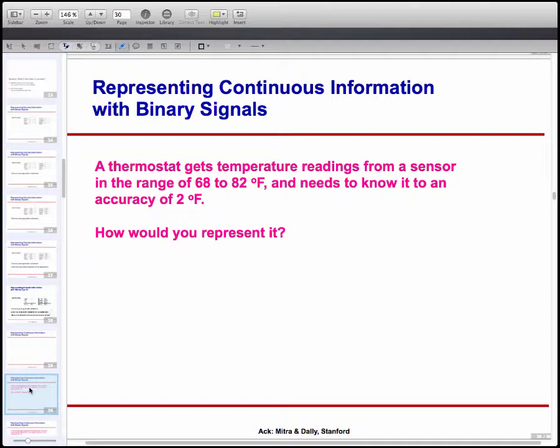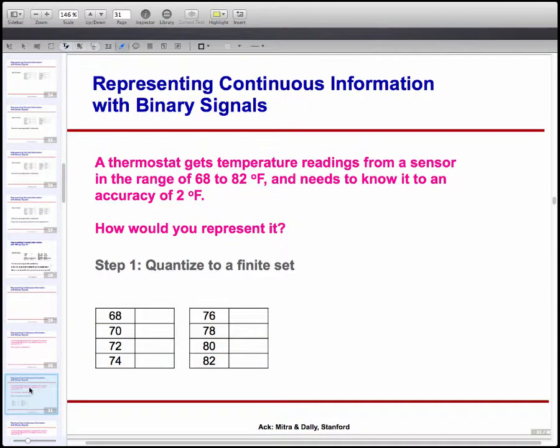And a very common approach is to pick a uniform resolution. We say, I'm interested in temperature to about 2 degree accuracy. So if I have 68 to 82, then the possible values are 68, 70, 72, all the way to 82. And the question then becomes, how do we represent it? So again, I have a table like this. Once we discretize the continuous range, I'm down to my original problem. In this case, I have 8 possible values. So how many bits would I need?